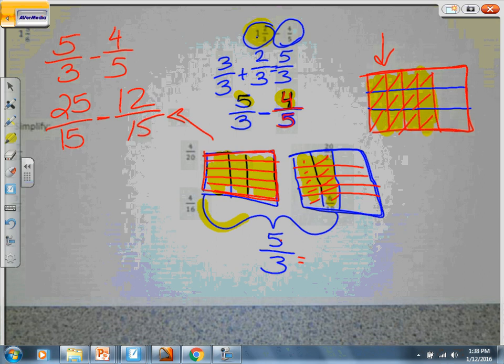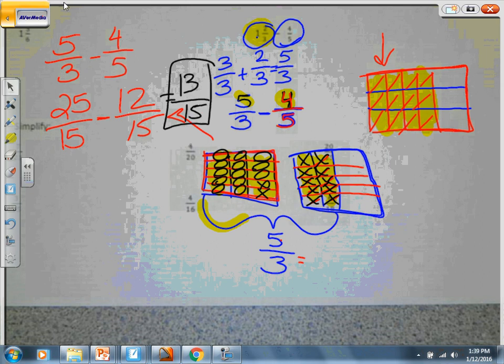So we can go ahead and just do 25 15ths minus 12 15ths, or we can take away 12 15ths from our blue picture. 1, 2, 3, 4, 5, 6, 7, 8, 9, 10, 11, 12. And that leaves us with 1, 2, 3, 4, 5, 6, 7, 8, 9, 10, 11, 12, 13 15ths. There is my answer. Okay.